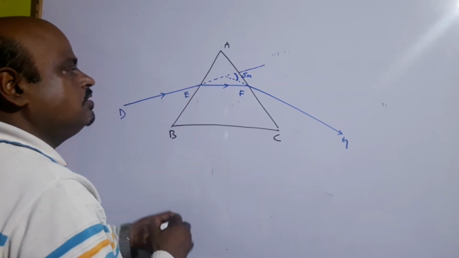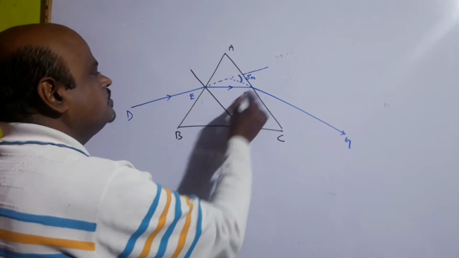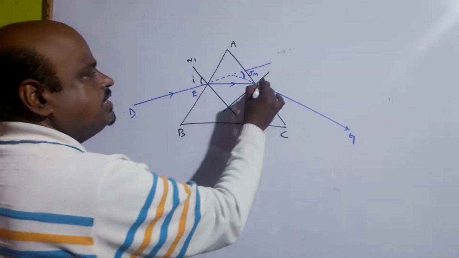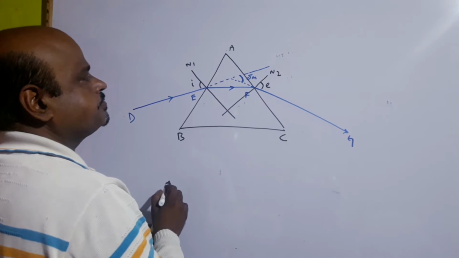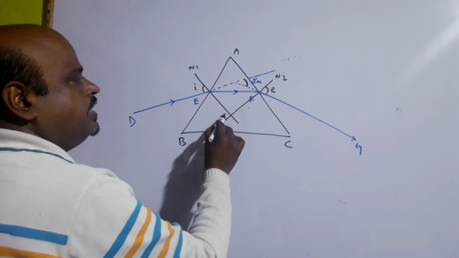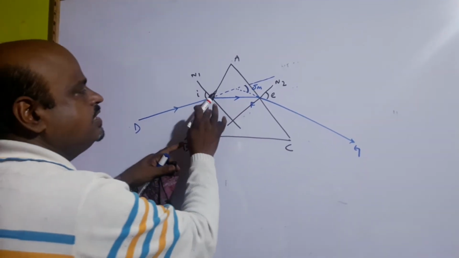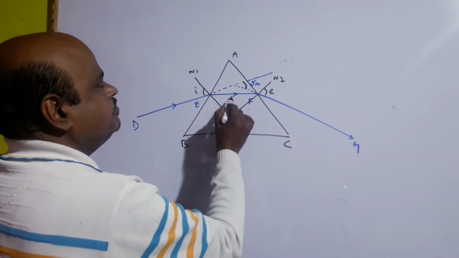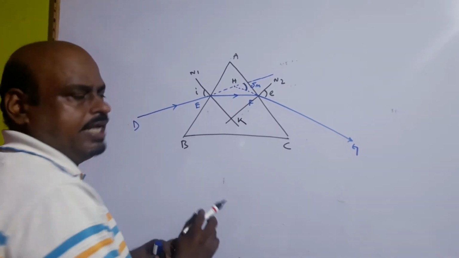You take the normals N1 and N2, two normals. I is the angle of incidence, E is the angle of emergence. Then here is the delta M. Okay, you name ABC prism, DE incident ray, EF refracted ray, FG emergent ray. You give this the name H, and this the name K.